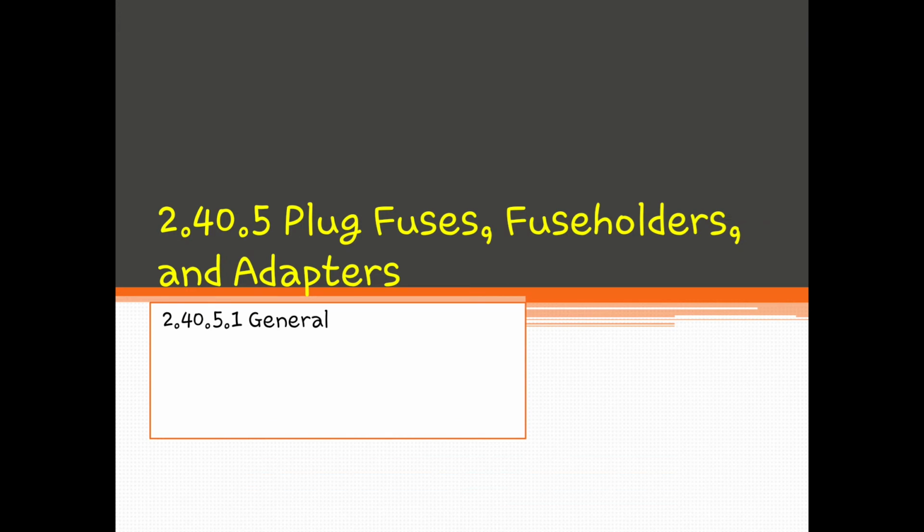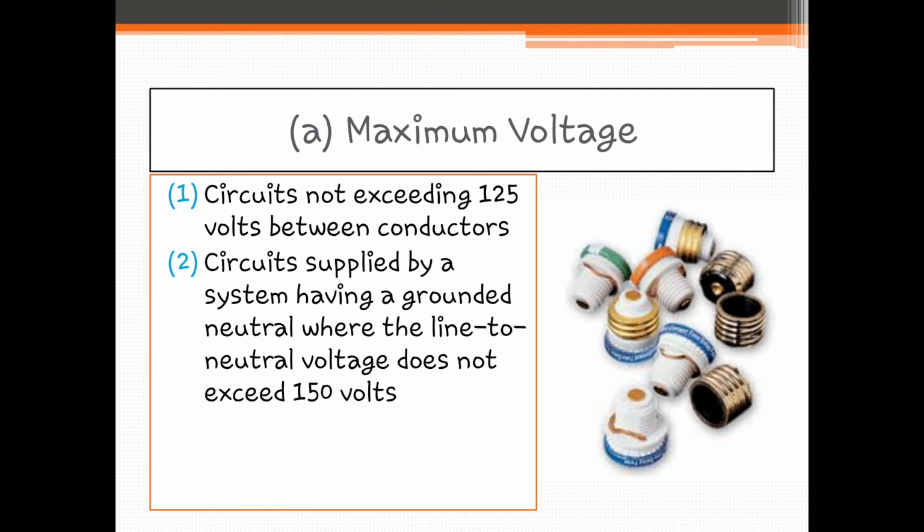2.40.5 Plug fuses, fuse holders, and adapters. Under this are the maximum voltages. Plug fuses shall be permitted to be used in the following circuits: circuits not exceeding 125 volts between conductors, and circuits supplied by a system having a grounded neutral where the line to neutral voltage does not exceed 150 volts.